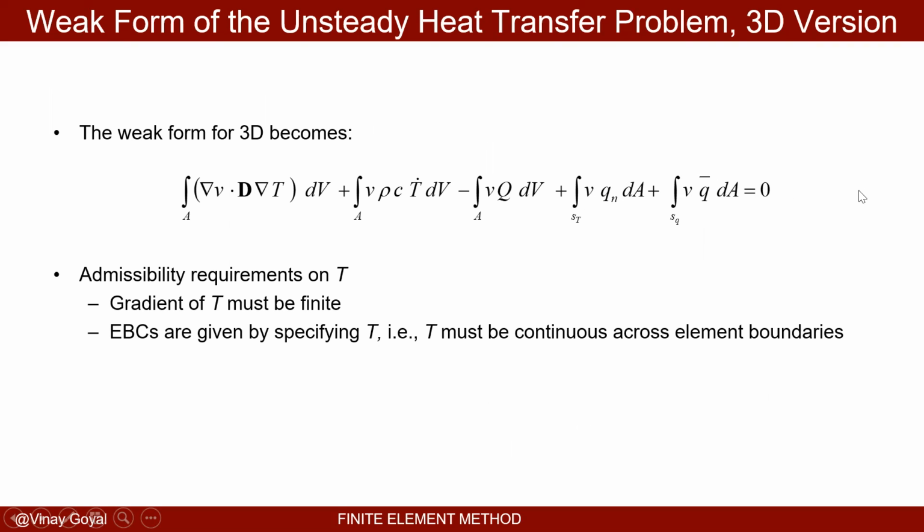So what are the admissibility requirements on T? The gradient of T has to be finite, that's for sure. And the essential boundary conditions are given by specifying T. And what does that mean? That T, the temperature, must be continuous across element boundaries. That has to be the case.